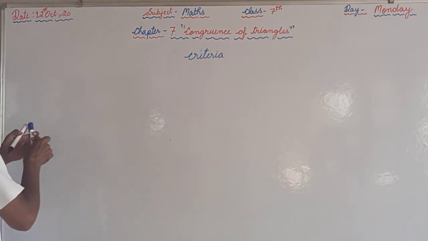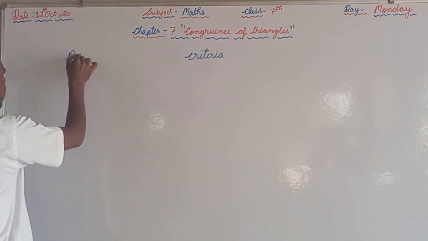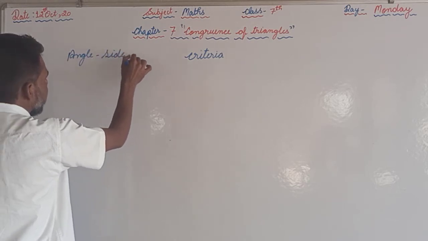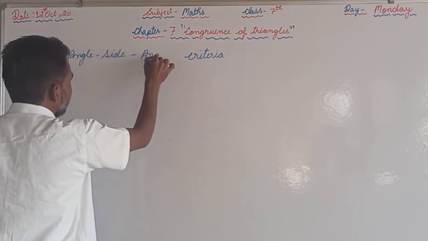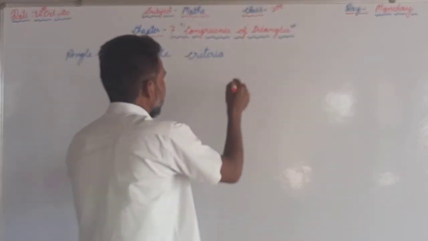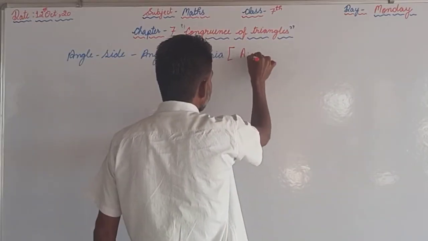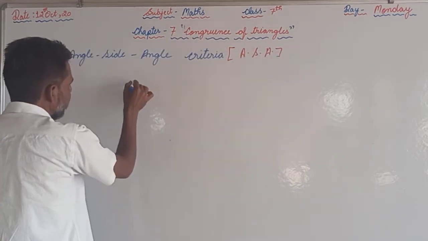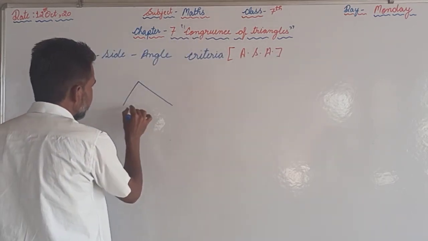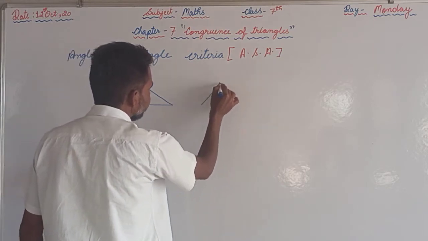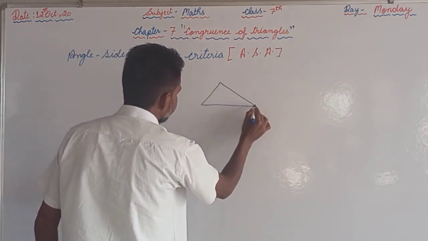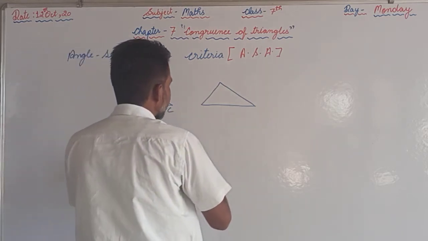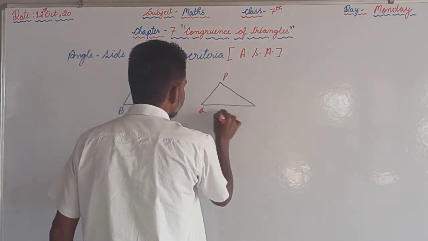Angle, side, angle criteria, that is angle, side, angle. Now in such type of cases we will see that two triangles are given. The name of the triangle again ABC we can take, and here we can take PQR.